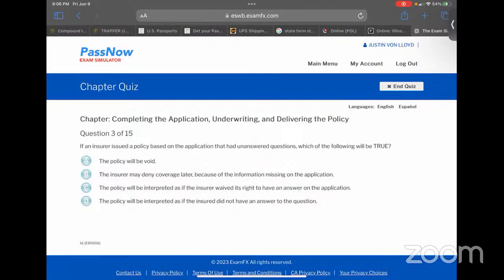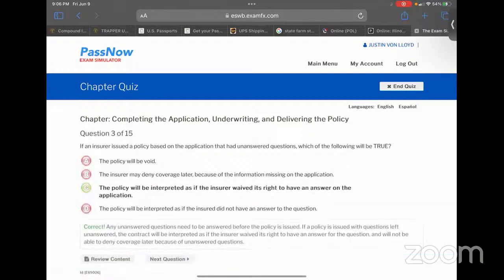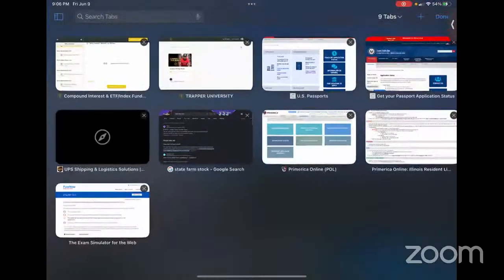If you can go to the book and look at that one. Because the questions here are all for Texas, and that's a little bit different. You said it's different. What's the correct answer? It would be C. C, the policy will be, okay.